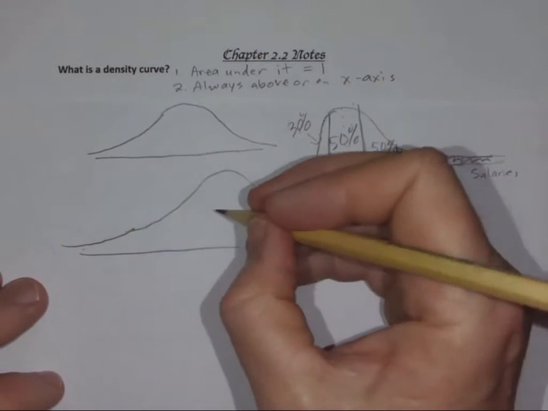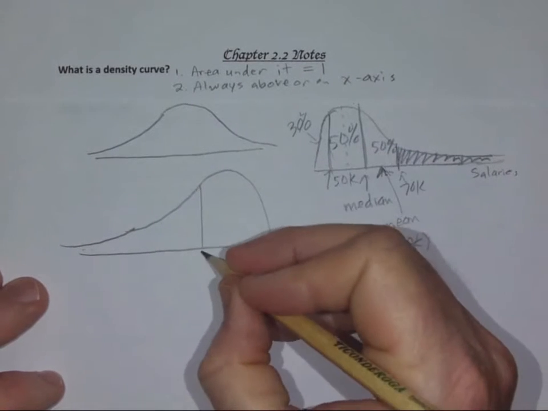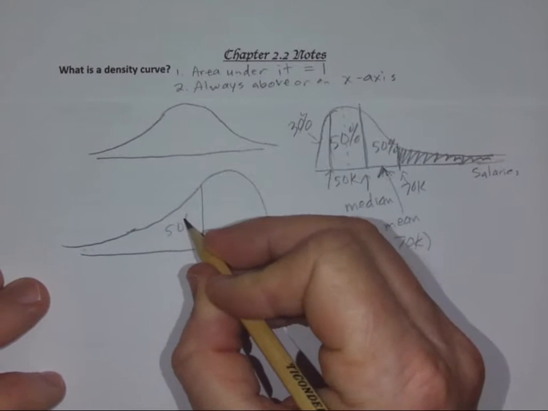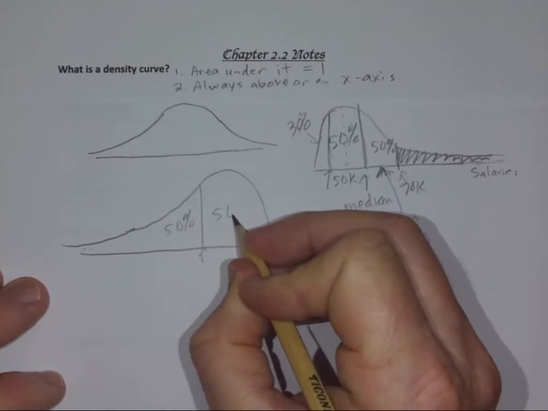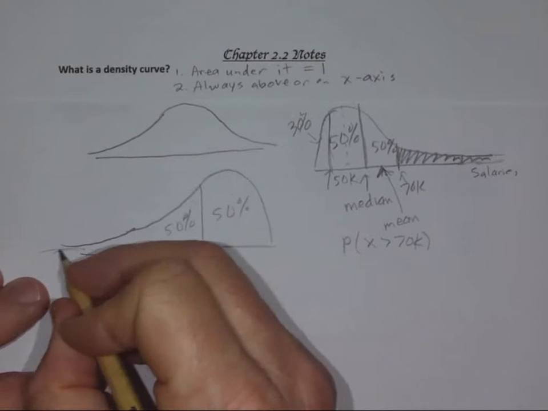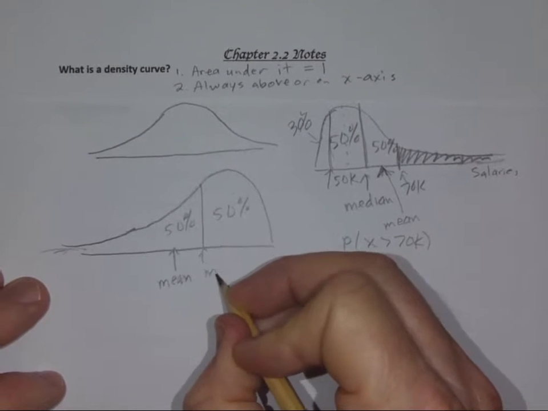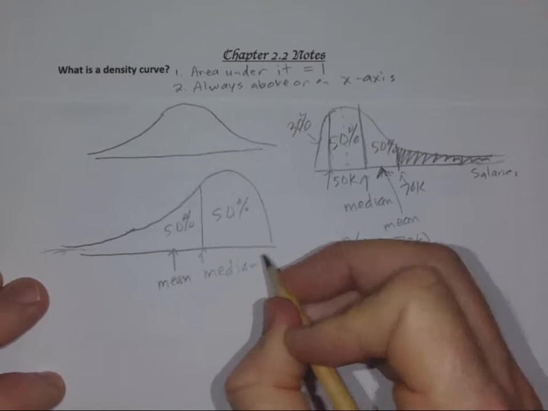All right. So in this case, once again, the median is the number in the middle. It's got 50% to the left, and it's got 50% to the right. The mean gets pulled toward the tail, toward the skewness. So here's the mean, and here's the median. That is a popular thing that happens.